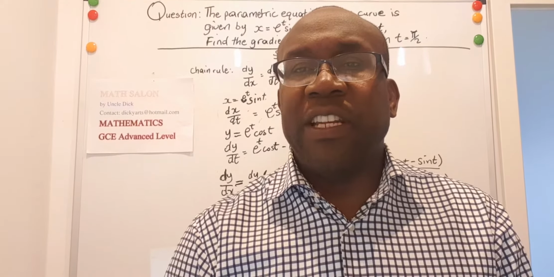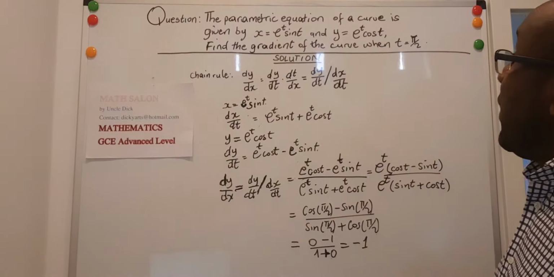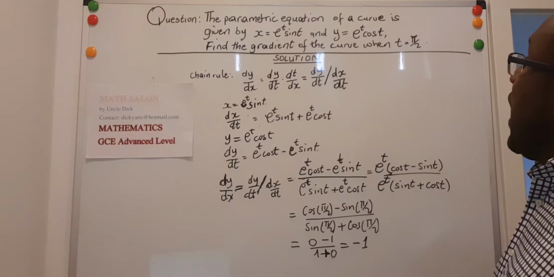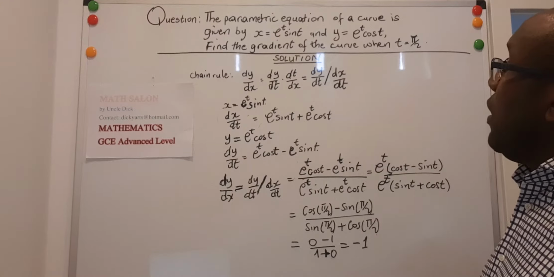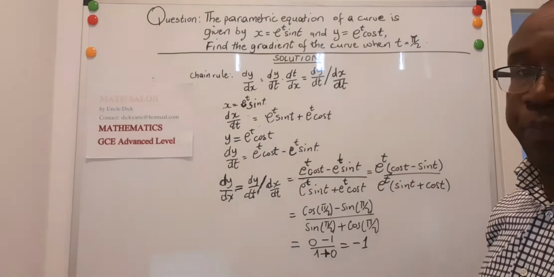My name is Dr. Numendiam Dixon, and today we'll be looking at differentiation, but this time in relation to a curve given in parametric form. The question says the parametric equation of a curve is given by x equals e to the t sine t and y equals e to the t cos t. Find the gradient of the curve when t is equal to pi on 2. Gradient here is interpreted as differentiation.